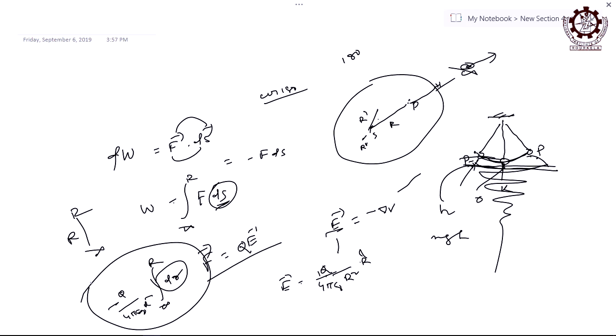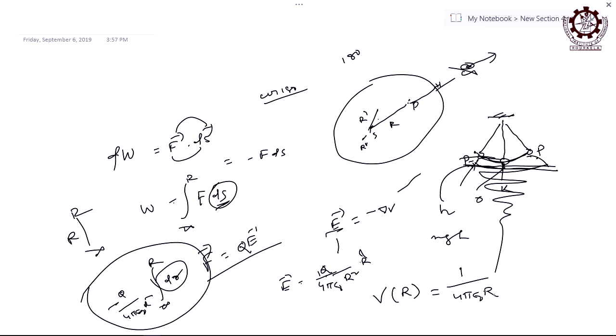So how much are you getting? R will only be there, right? One R will cancel, the other R will remain. So ultimately the potential V at that point R will be equal to 1 by 4 pi epsilon 0 R, or not?